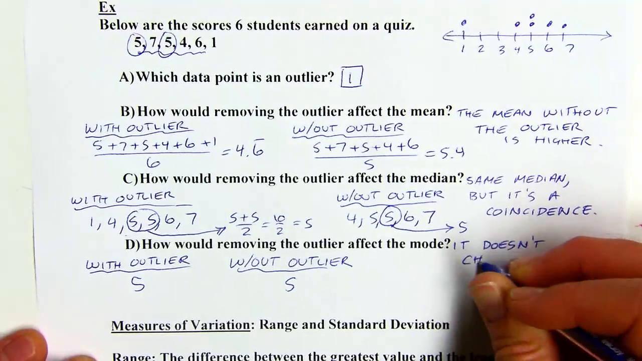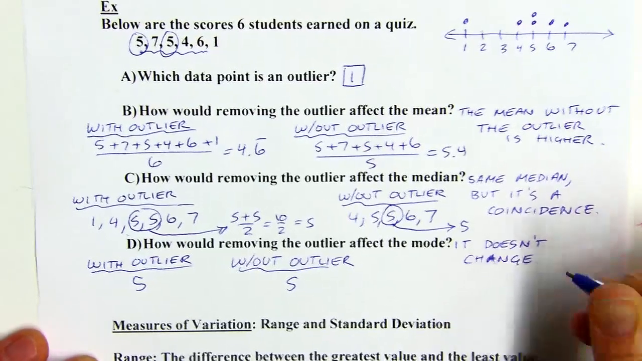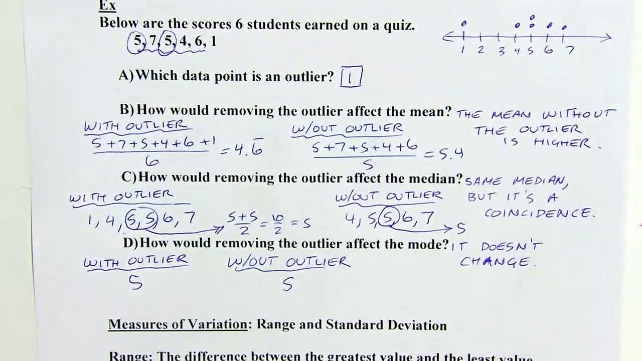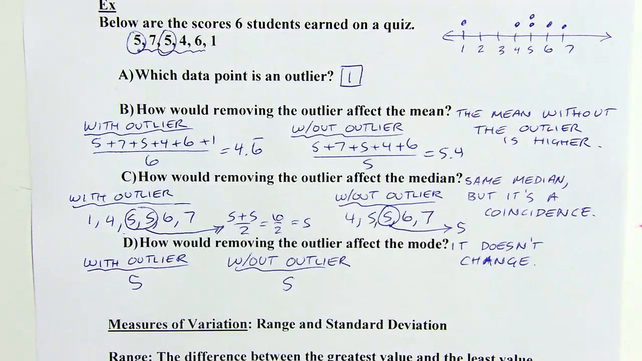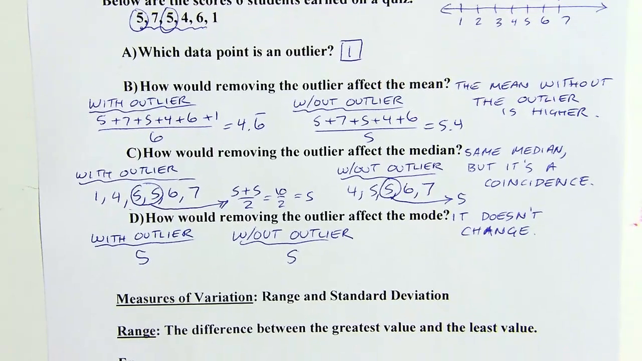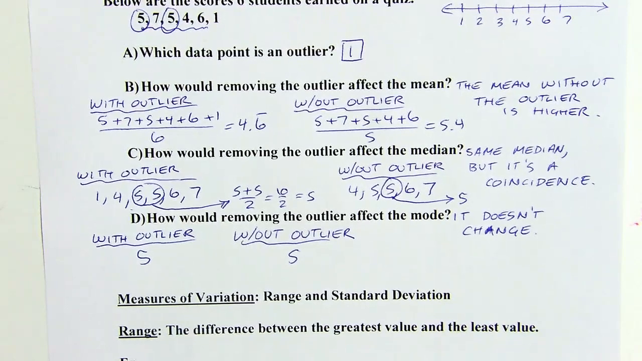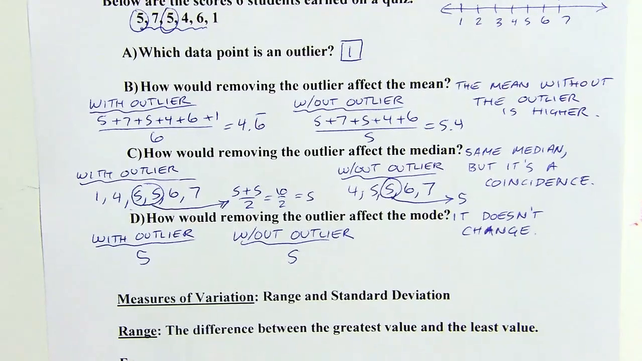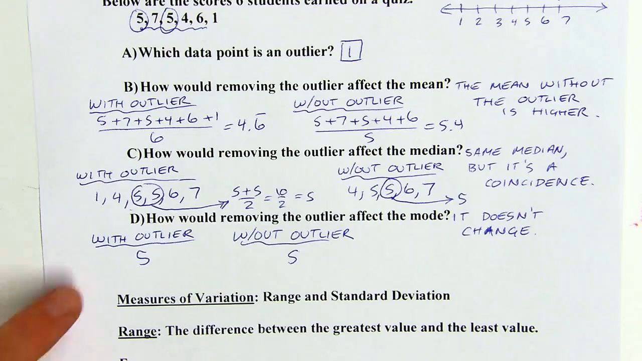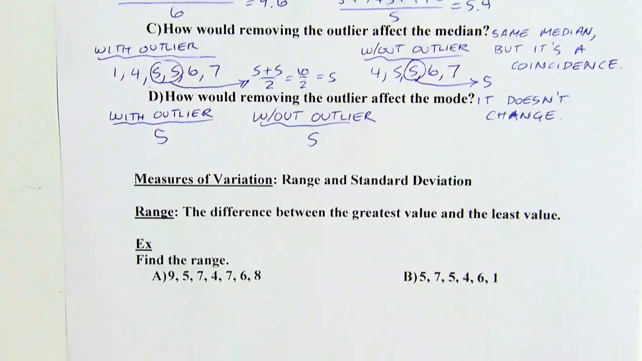It would be possible for it to change if the outlier was the mode, but I guess that would be unusual to have an outlier be a mode. But it could happen. Okay, all right. So we've been looking at these measures of central tendency. Now we're going to also look at measures of variation. And there's two different ones we're going to look at, range and standard deviation.